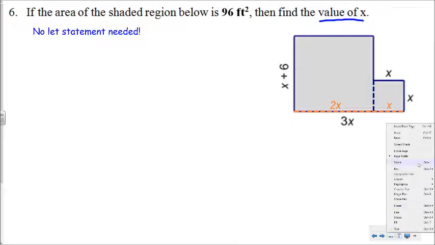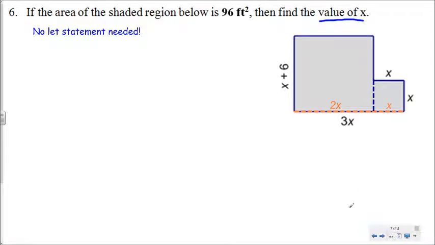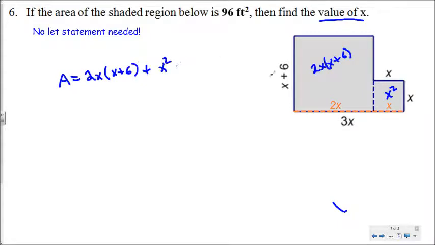Once I've done that, I can calculate the areas of the two portions of this shaded area individually. So area is length times width, so the area of this section would be 2x, its length, times its width, which is x plus 6. And the area of this shaded section would be x times x, or x squared. So the total area of the shaded region would be equal to 2x times x plus 6, the first portion, plus x squared, the second portion.